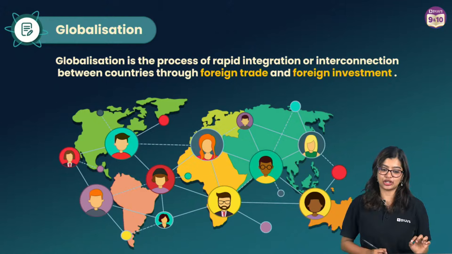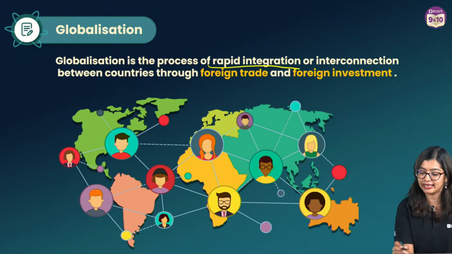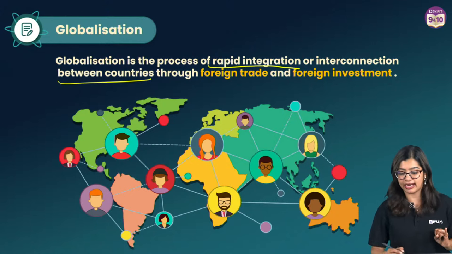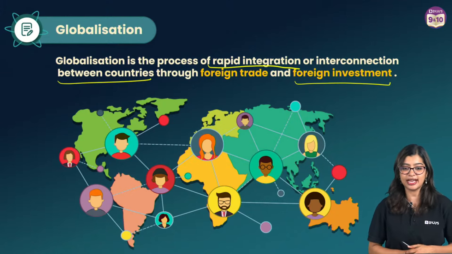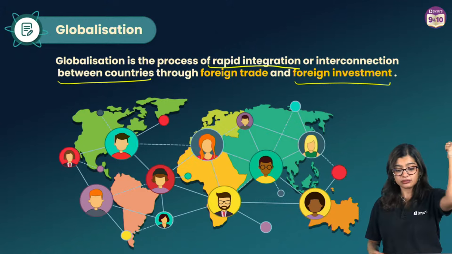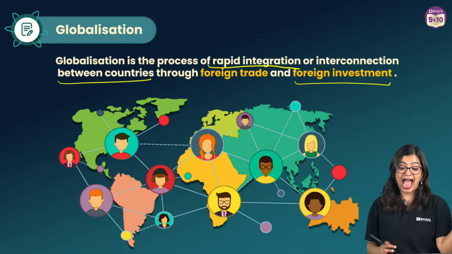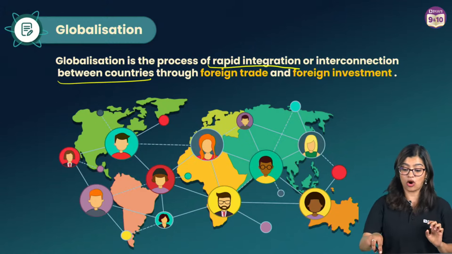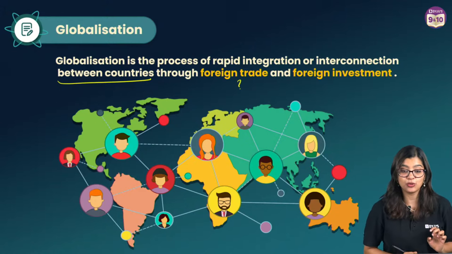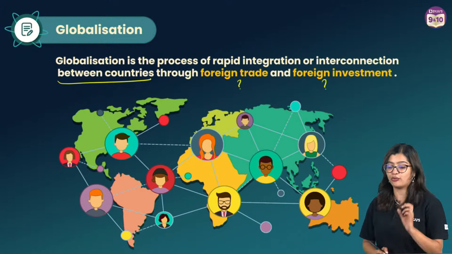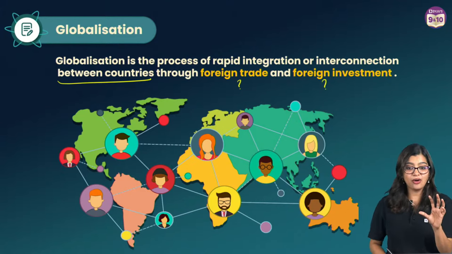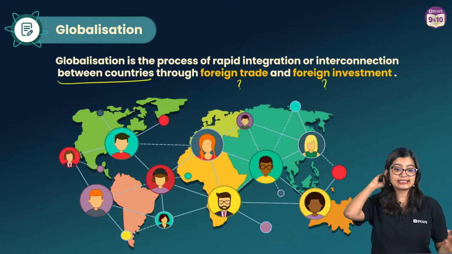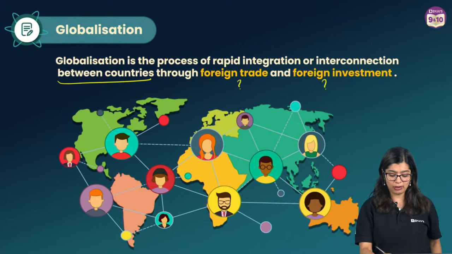So globalization is basically the rapid integration or interconnection between countries through foreign trade and foreign investment, right? As you all know, rapid integration and interconnection between countries. How is this happening? It is happening through foreign trade and through foreign investments. Now, have we understood what globalization is? We've understood the basic lesson of what is globalization.